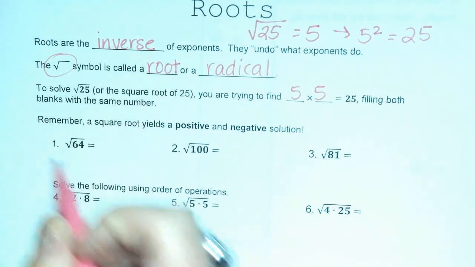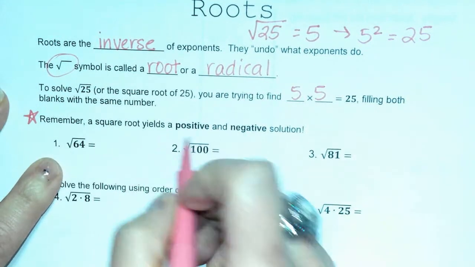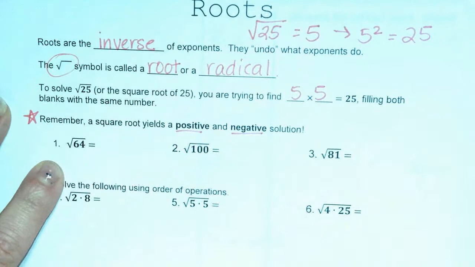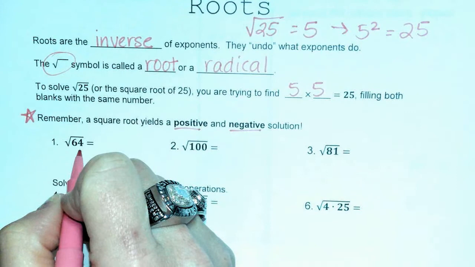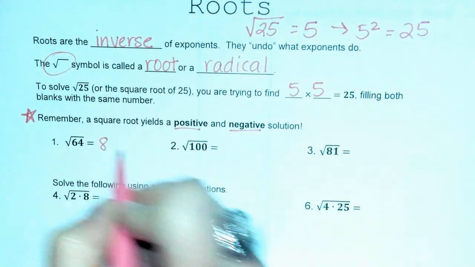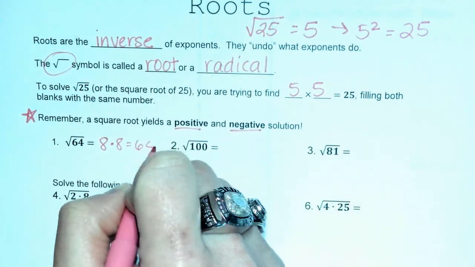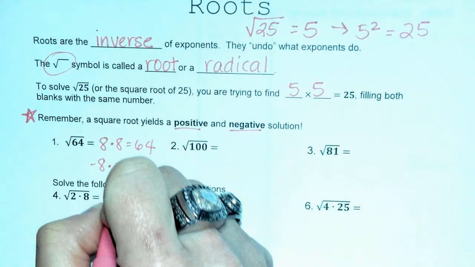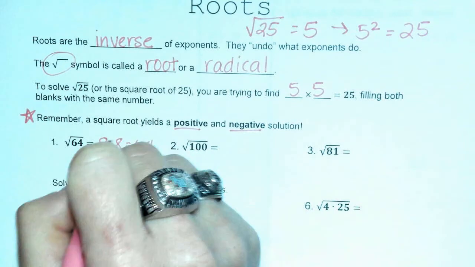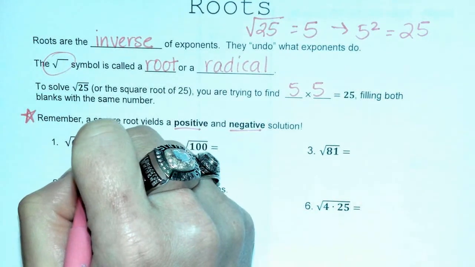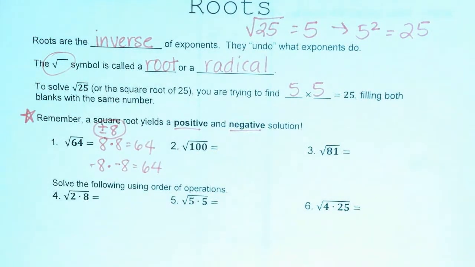All right, so here's something that's super important. Put a star by it. A square root yields a positive and a negative solution. So let's look at how that's possible. Square root of 64. What number times itself equals 64? 8. So 8 times 8 is 64. But also, remember, negative 8 times a negative 8 is a positive 64, because those negatives cancel. So really, the answer to square root of 64 is plus or minus 8. Okay? Plus or minus 8.